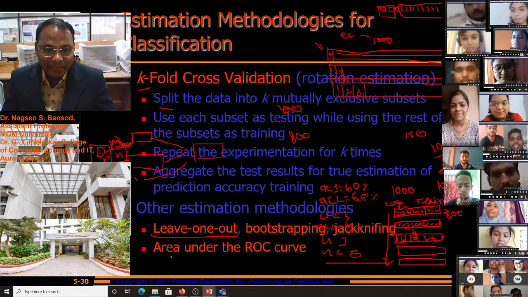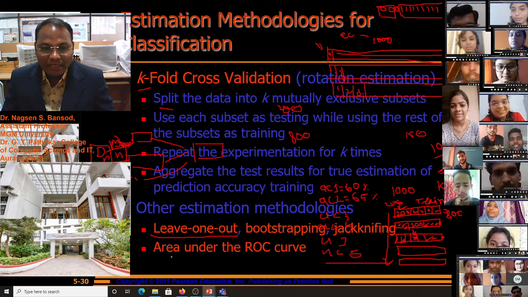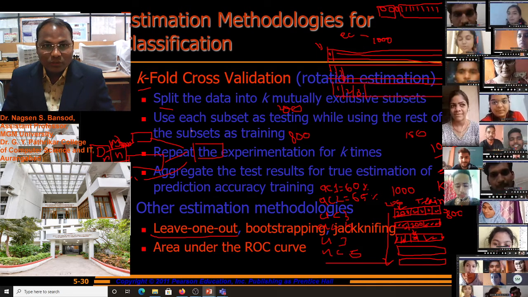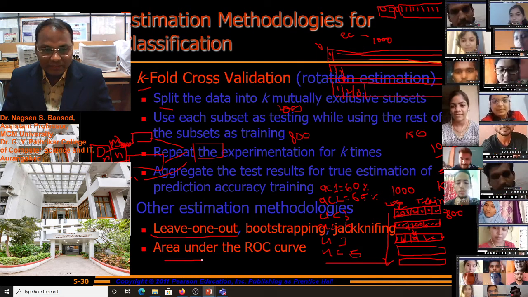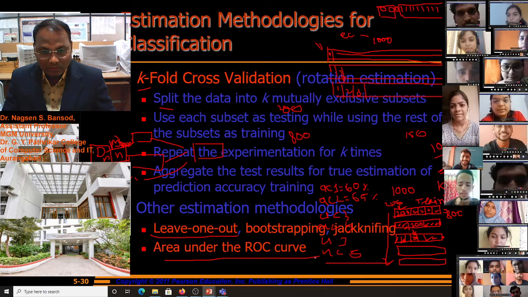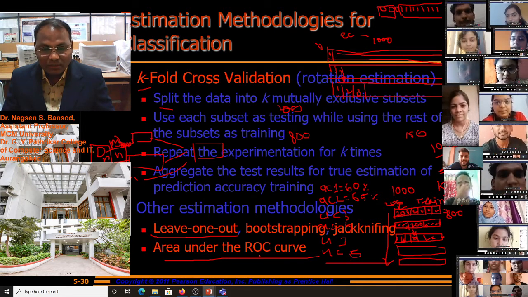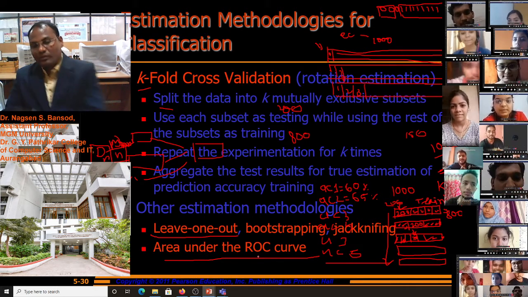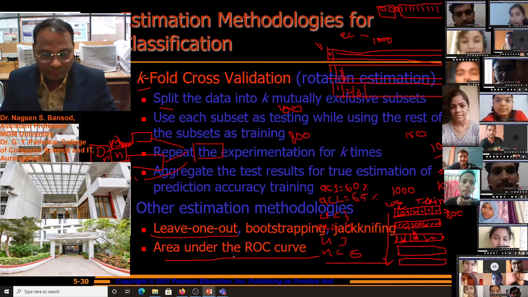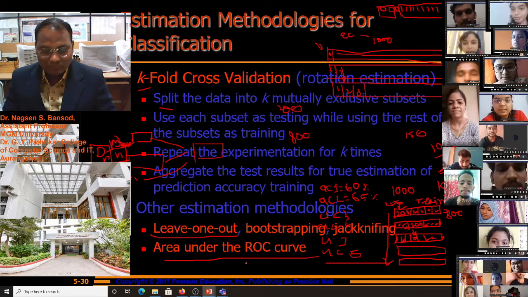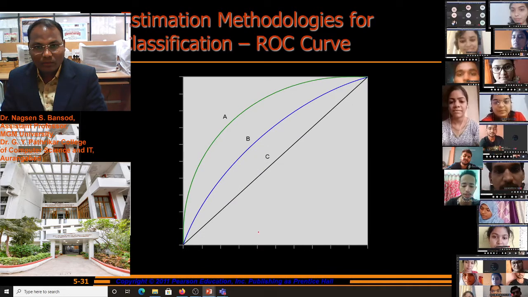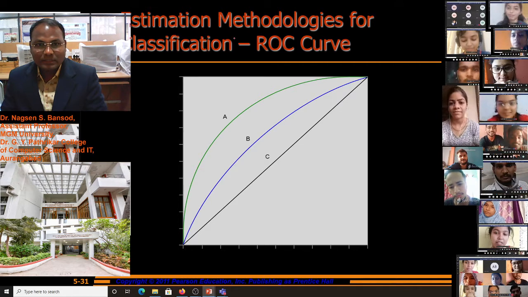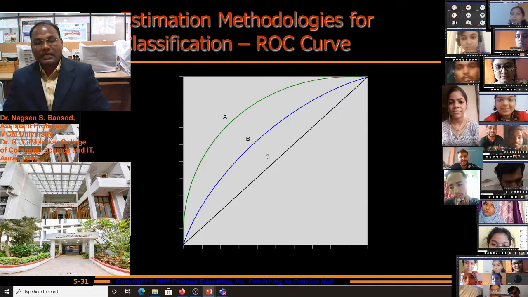Similarly, jackknifing and area under the ROC curve. This is also an estimation methodology for classification. ROC means receiver operating characteristic curve. You see in this ROC curve, the estimation methodology for classification.